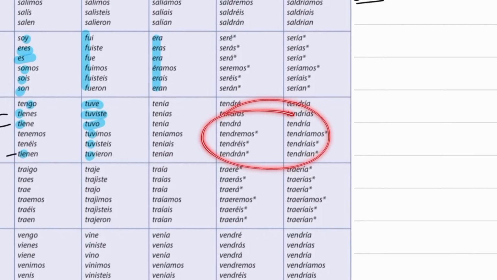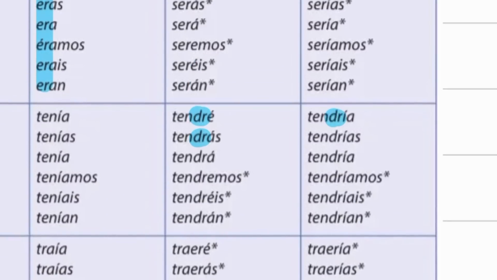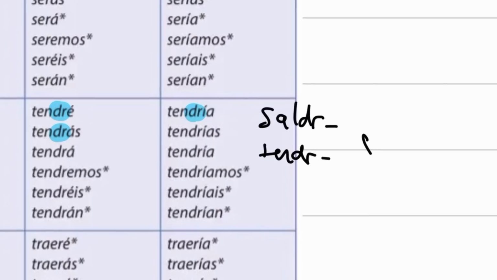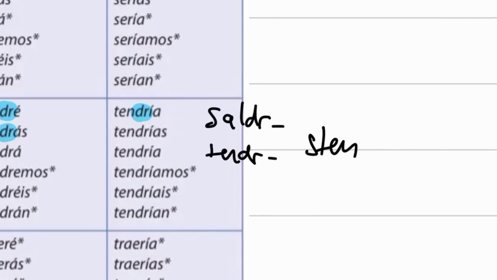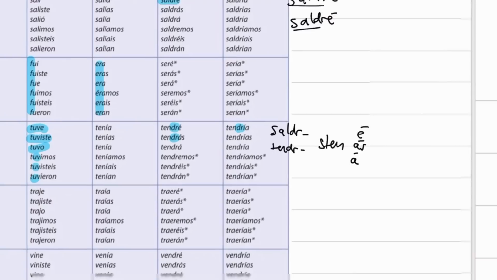And in the conditional and the future ones, we've got the D that again comes from nowhere, but we know it's quite common. We're seeing DR. Like earlier we saw saldré, here we see tendré. And this is your stem for the future and conditional. You can have your normal endings here, é, ás, á, after this, as we see here. So tendré, tendrás, tendrá, etc.